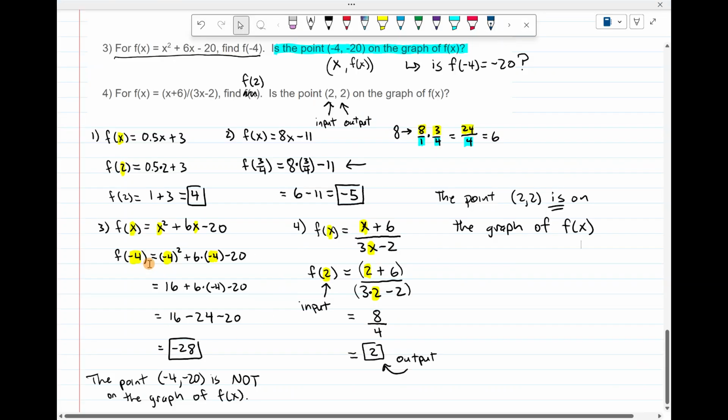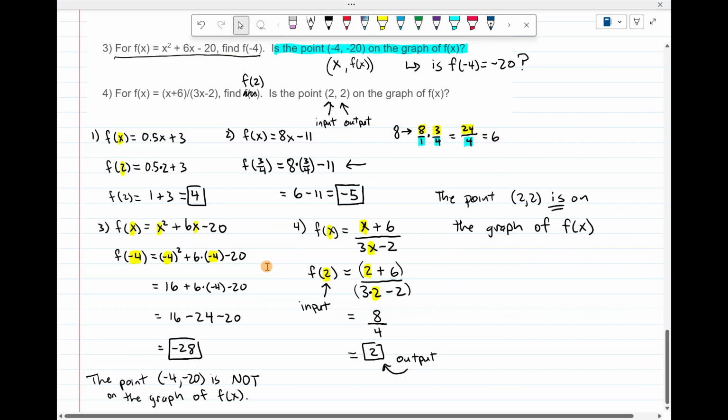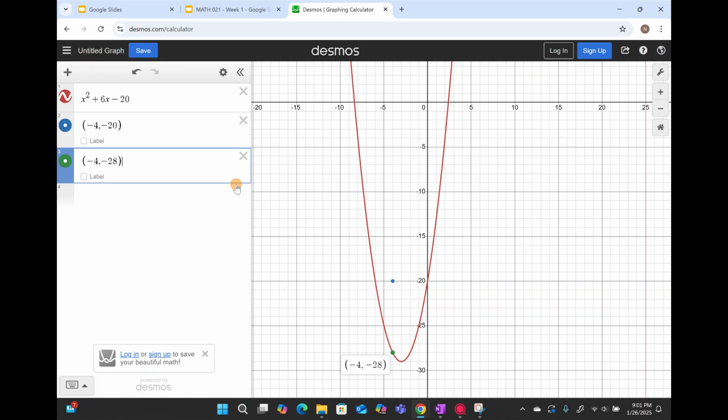However, remember, when my input is negative 4, we found that the output should actually be negative 28. And I just would like to show you that indeed, the point negative 4, negative 28 is on the graph, right? And so this graph represents all the points where when I plug in the x value, my input, my output is the y value. Okay?